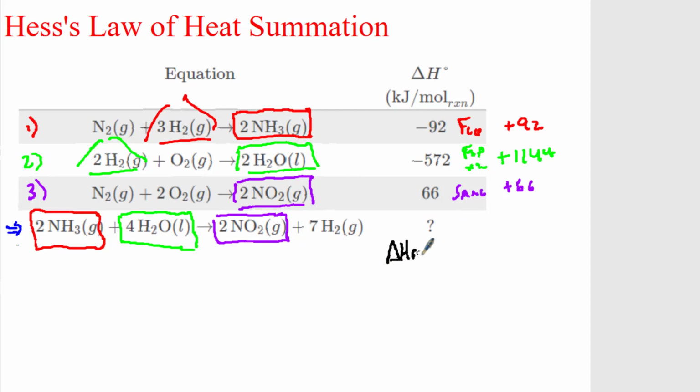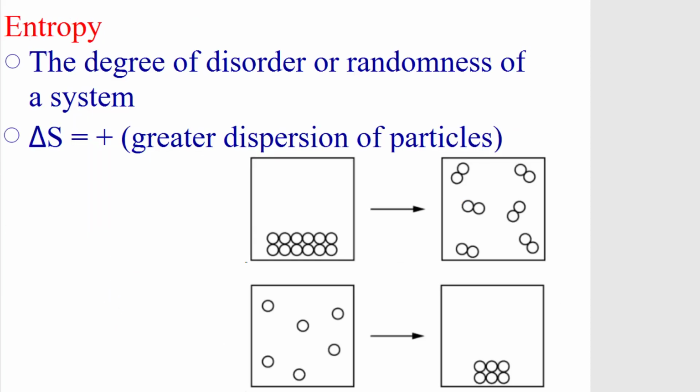And what are we going to do to find the delta H of this reaction? We're going to add all of this up. And so I'm at 1144, 92, 66, and that gives me positive 1302 kilojoules per mole. That's an endothermic reaction. And you can see we use Hess's law of heat summation to calculate the delta H.